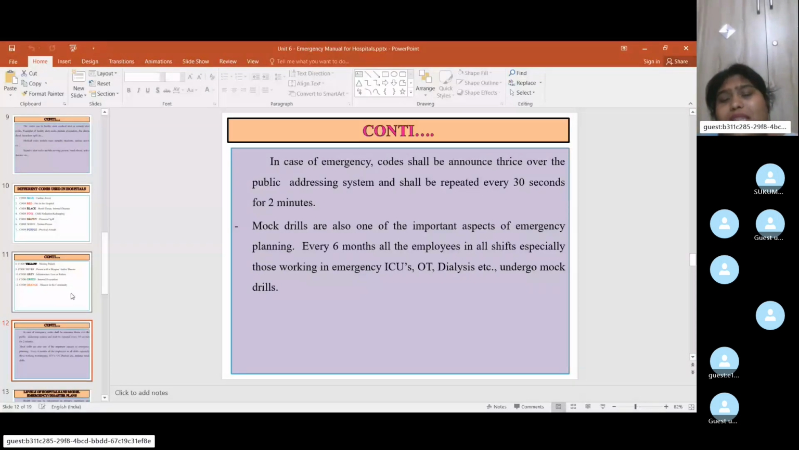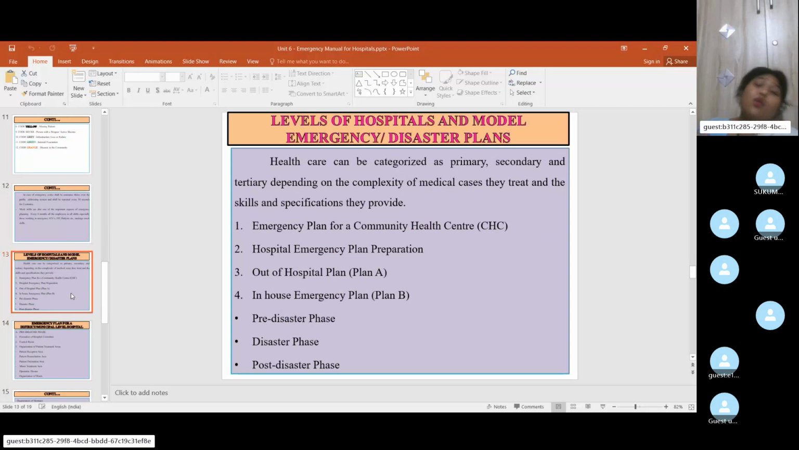Mock drills are also one of the important aspects of emergency planning. Every 6 months, all the employees in all the shifts, especially those working in emergency, ICUs, OT, and dialysis, should undergo mock drills. People in the emergency departments will not have time because they work for many hours, or they don't have a particular timing when they find time to rest or take a break. So it is mandatory that at least once in 6 months we involve them in these mock drill sessions. That was about the codes in hospital.